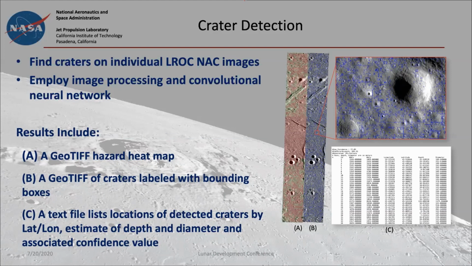You select an area by basically drawing a bounding box and then pick any of the available NAC images in that area as the input. And the output of this tool would include a heat map based on crater density, an image with craters labeled by bounding boxes over detected craters, and also a text file that lists the latitude, longitude, location, the estimated diameter and depth, and also the associated confidence value for each of the craters found.